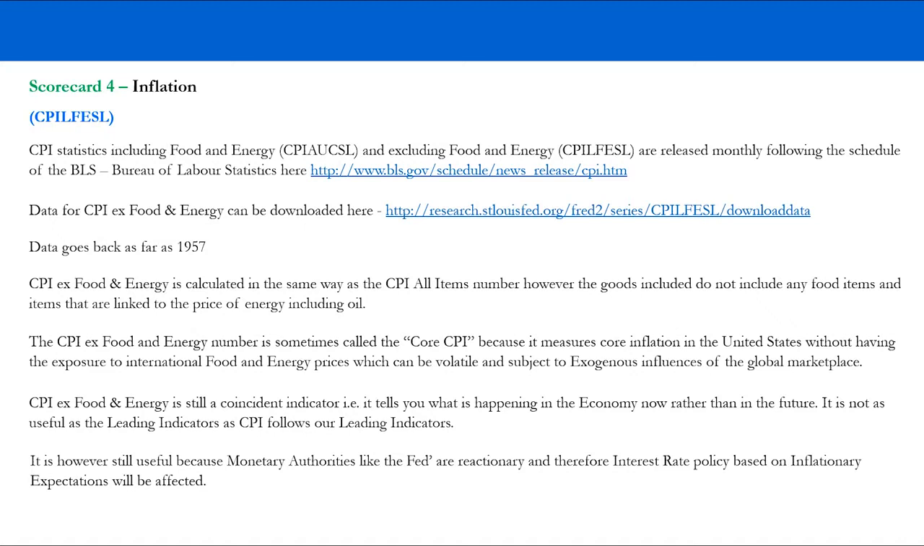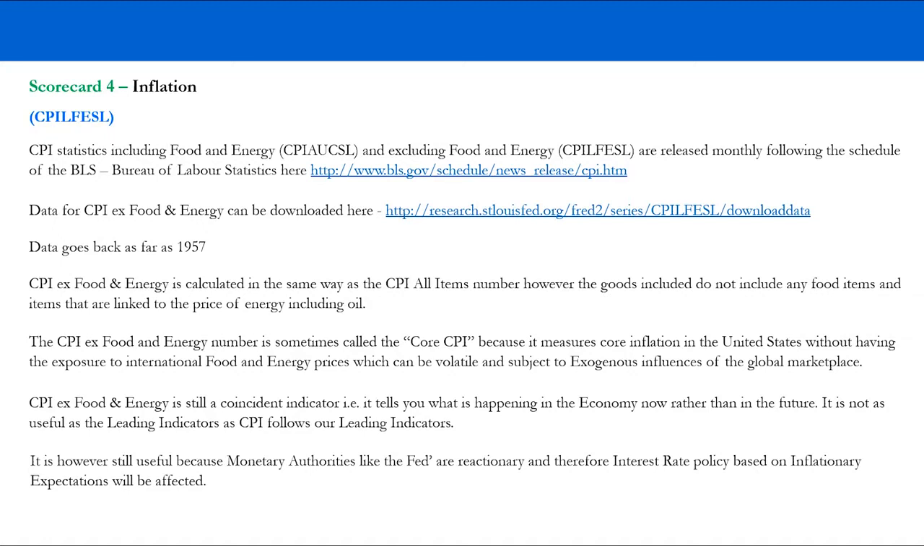However, we have to remember that even the CPI X food and energy is still a coincident indicator. It tells us what's happening in the economy now rather than in the future. So it's not as useful as the leading indicators because the CPI follows the leading indicators.